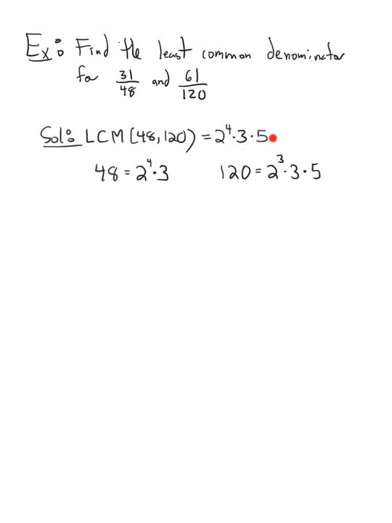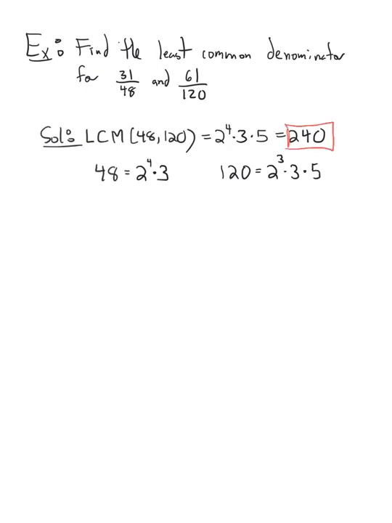So our least common multiple is 2 to the 4 times 3 times 5, which is, of course, 240. And the reason I did that so quickly, I noticed it's just an extra 2 from 120. So I multiplied 120 by 2, and I got 240. So that's our least common denominator, 240.